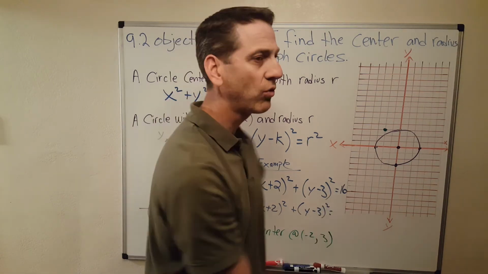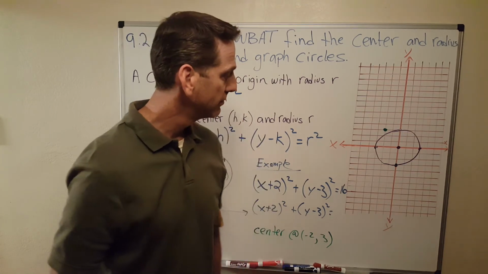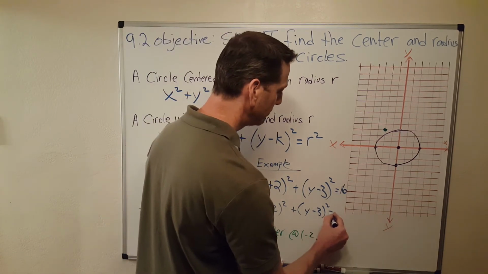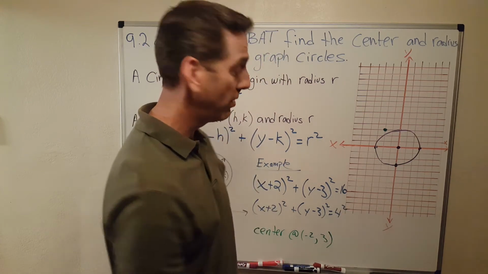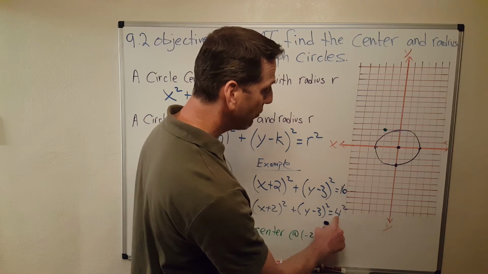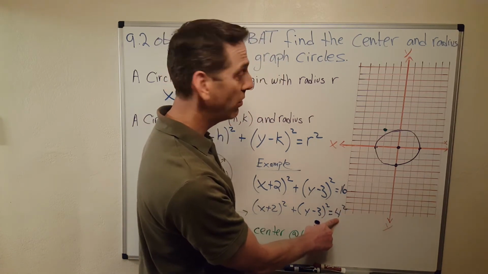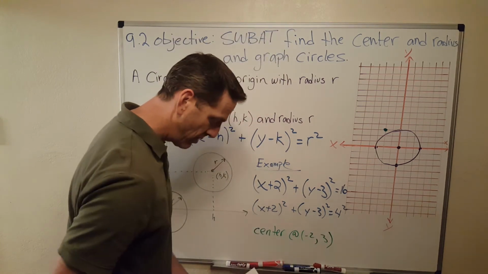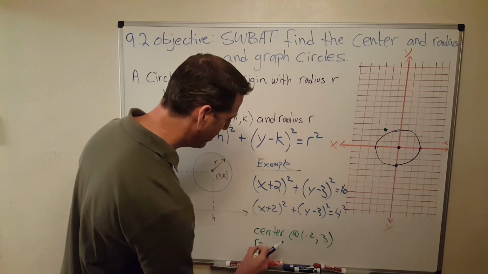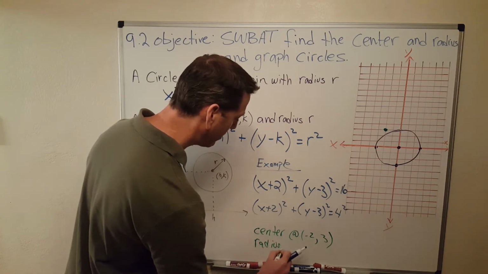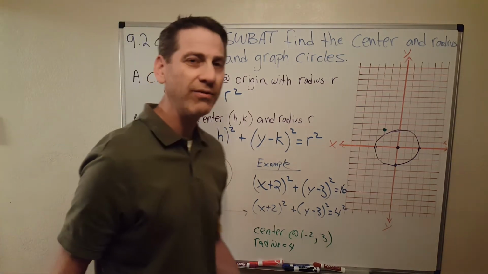Okay, what number squared gives you 16? Well, it'd be 4. Right? Square root of 16 is 4. So I just put a 4 there. So 4 squared is 16. So my radius would be 4. So my radius equals 4.